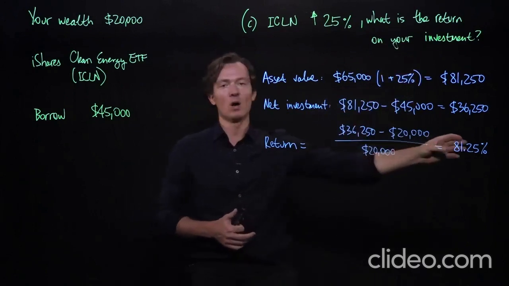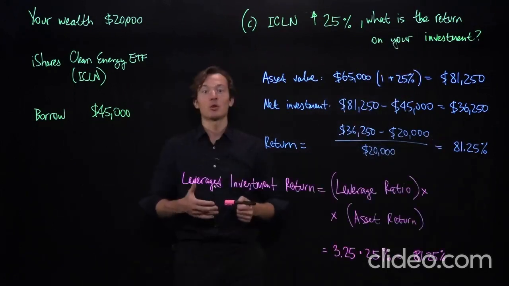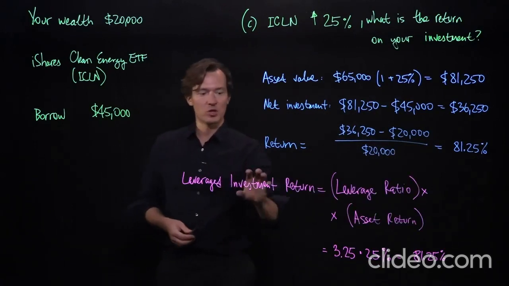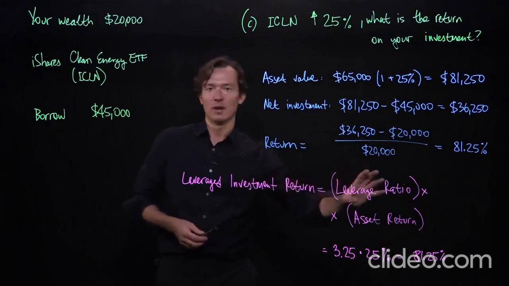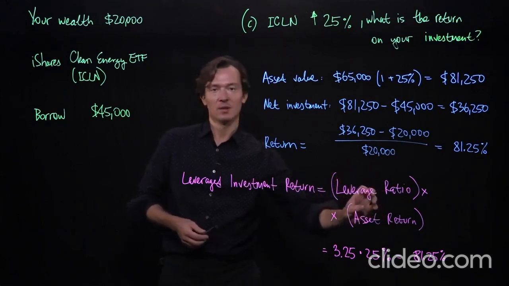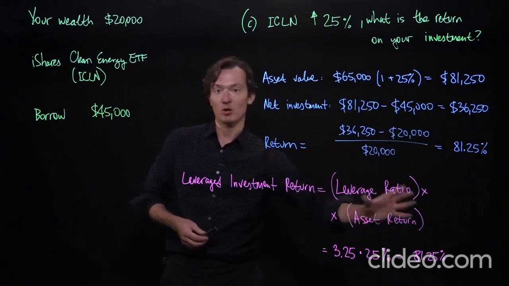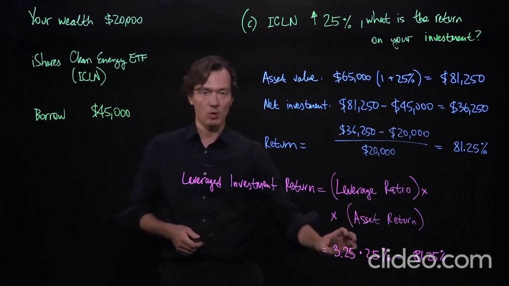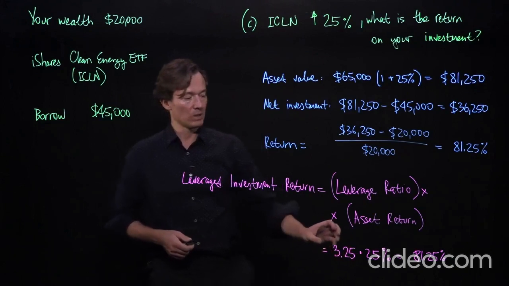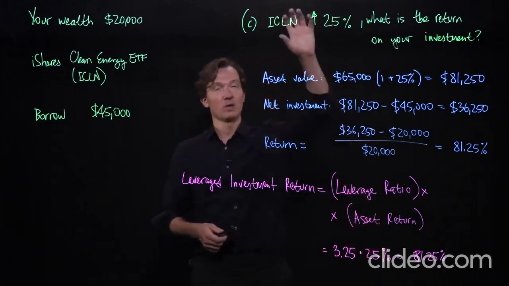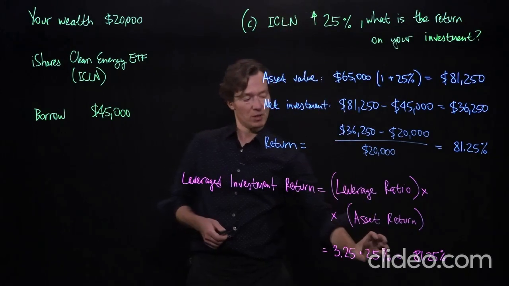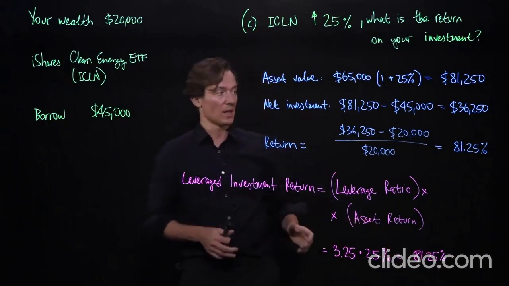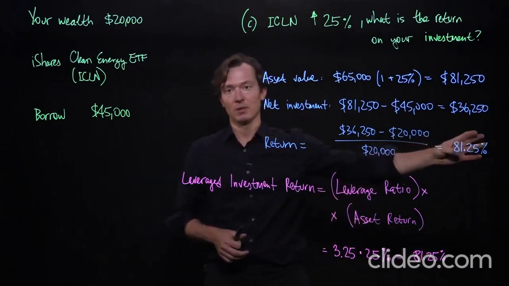So therefore, if the energy ETF increased in value by 25%, the return on your investment is 81.25%. Now, let me show you an alternative way of doing the same calculation. Recall that the leveraged investment return equals the leverage ratio times the asset return. So this is the overall change in the value of your portfolio. In this case, our leverage ratio that we computed before was 3.25. And now we are multiplying by how much the asset value, or our ETF, has changed. This is 25%. And so this gives us an 81.25% return. And this exactly matches the number that we computed up here.